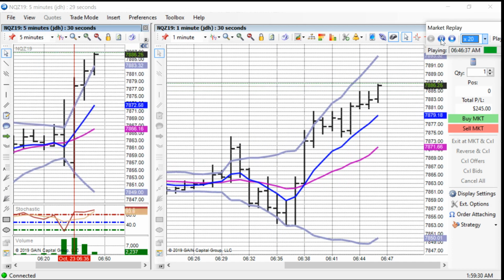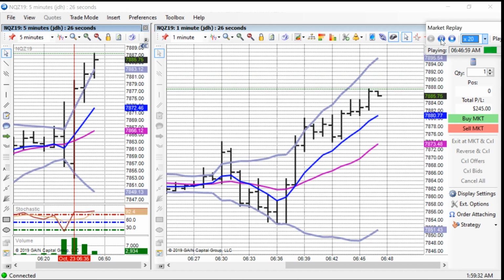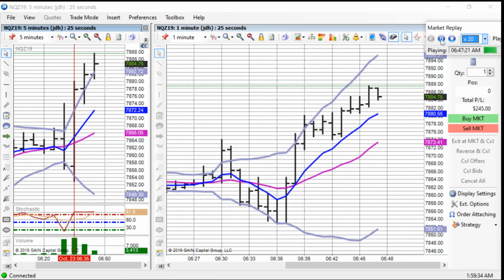So I'm looking for a continuation of the same entry signals here, and as you can see, this is a steady series of rising lows, so it's not offering us another point yet to get into another trade to the upside.